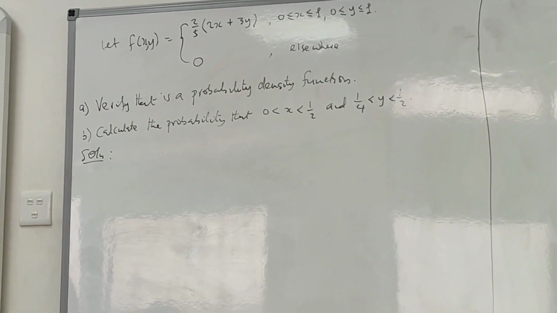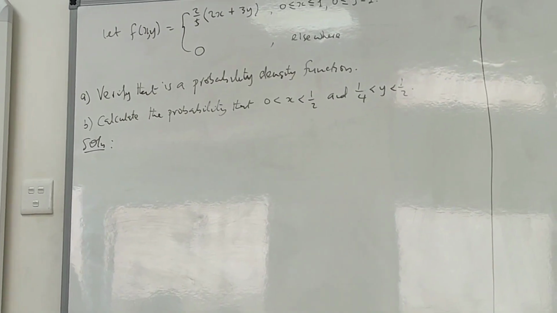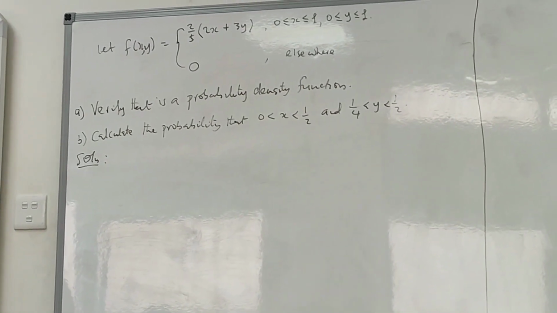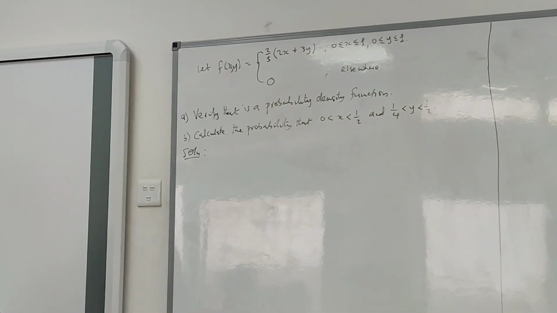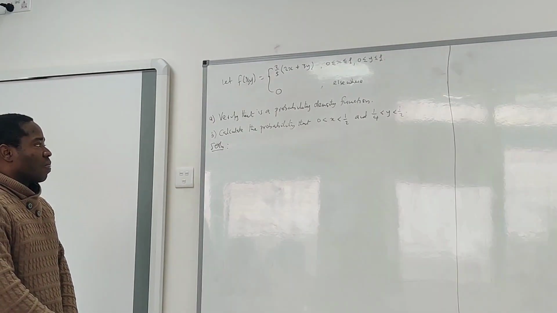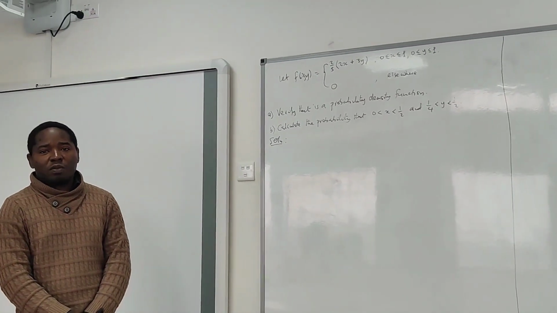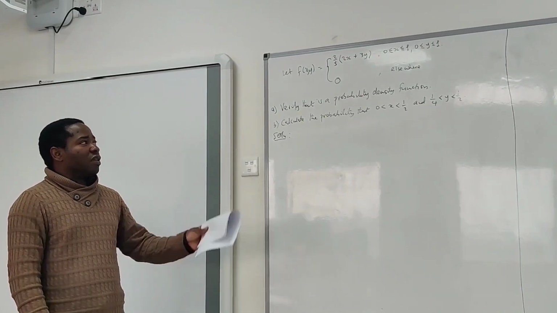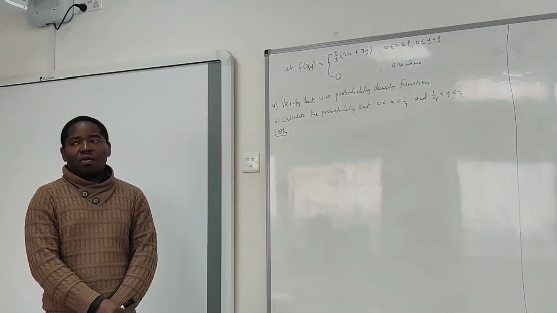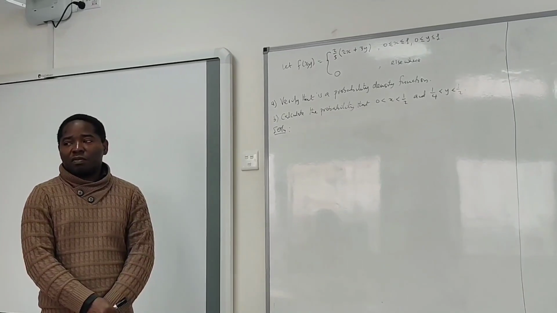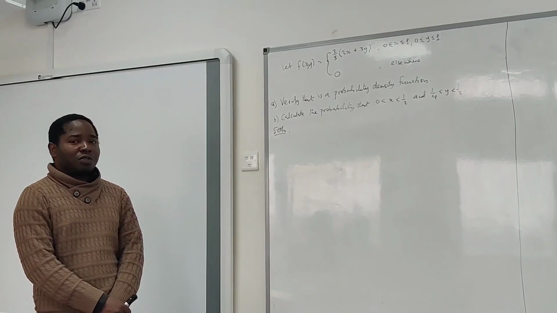So the first question is to verify that it's a probability density function. And the second question is to calculate the probability that 0 is less than x, less than 1 over 2, and 1 over 4 is less than y, less than 1 over 2. But before we continue, I would like to ask this question. Based on what you've been taught, is this a discrete probability function or a continuous probability function? Continuous probability function. Good. It's a continuous probability function.